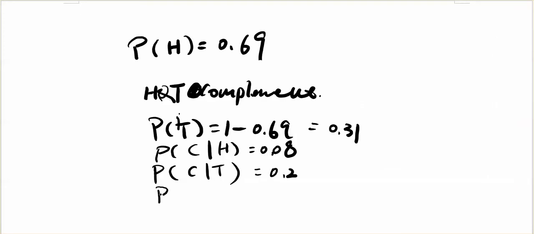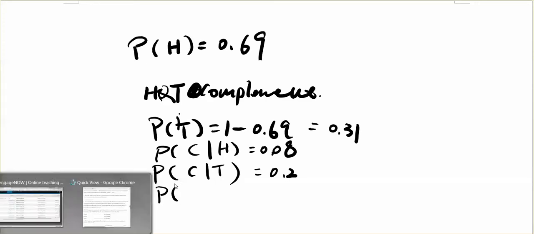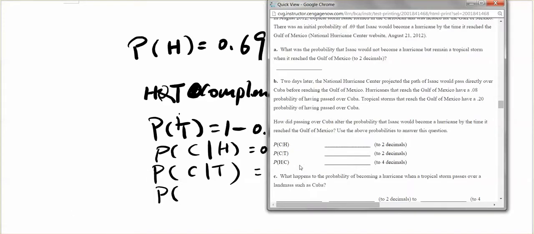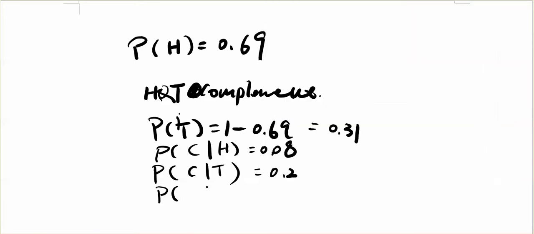So the last question is asking, given it will pass Cuba, what is the probability it will be a hurricane? So the last question asks, given it passed by Cuba, what is the probability for the hurricane? So you can find these two have a relationship. How can we flip the H and C? So obviously we need to use Bayes theorem.